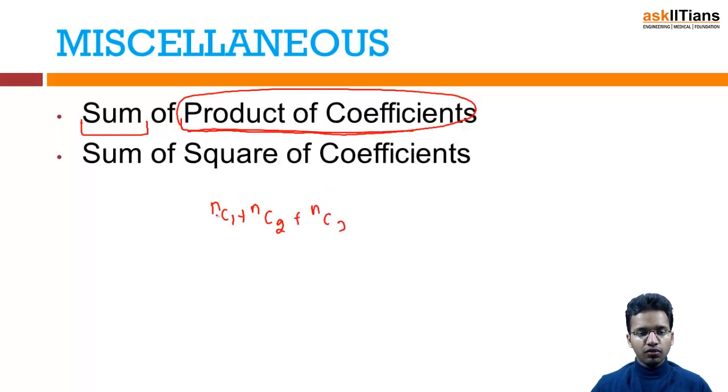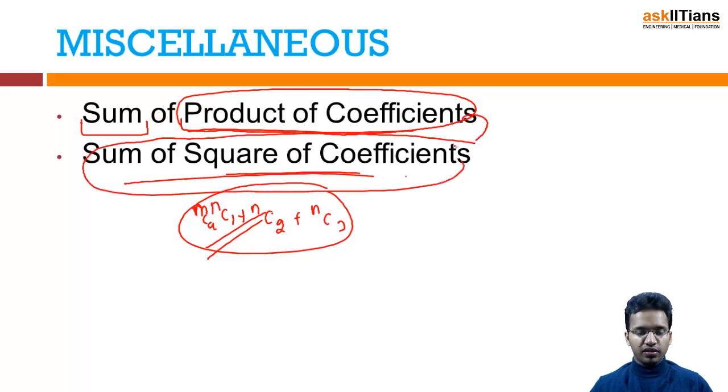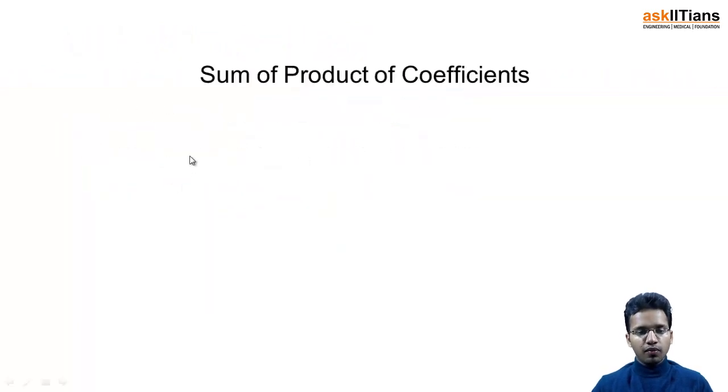Now there has to be something in the product, basically another coefficient. Maybe if I write nCa, nCb, like that. So this thing we are going to see, and then we will see the sum of squares. So this basically will be a consequence of this. Now, starting with the sum of products.